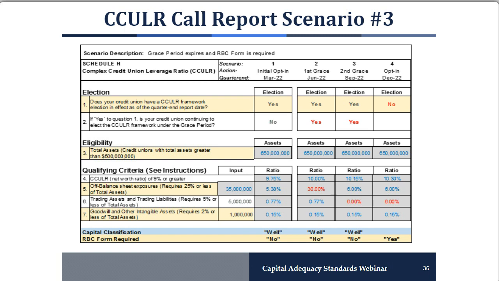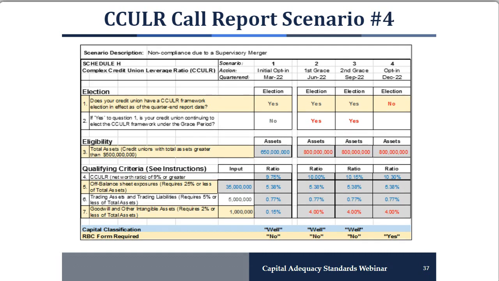For December 31st, 2022, the credit union still fails one of the qualifying criteria. As such, the grace period has expired, and the credit union is no longer eligible to opt into the CULR framework as shown in question 1. While the credit union's capital classification remains well capitalized and the credit union is not required to recalculate risk-based capital during the grace period, they will be required to calculate RBC for December 31st, 2022, and their capital classification is dependent on both the net worth ratio and the RBC results.